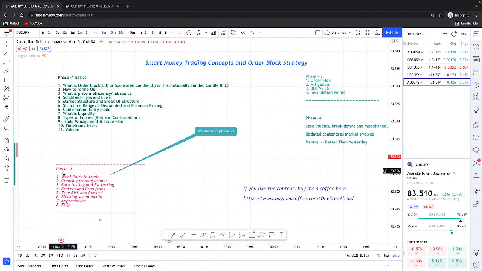So yeah, we'll talk about all the topics in Phase 3 one by one, and you will connect all the dots in the end, and you will have a concrete strategy using the smart money concept.